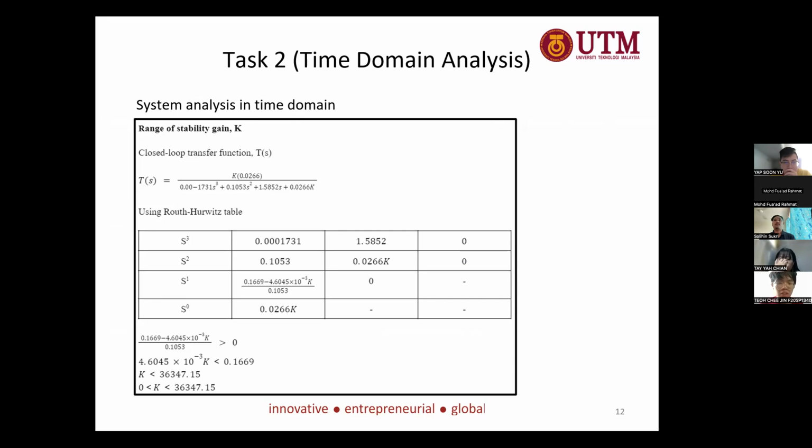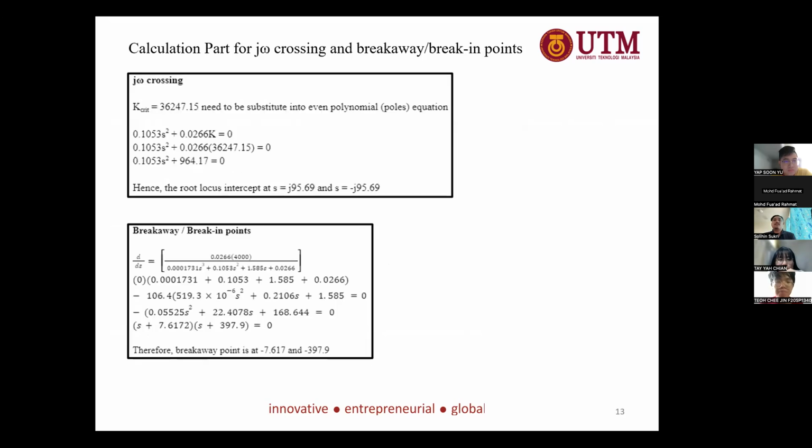So first of all, let's talk about the stability gain. We are using the RH table. By using the RH table, we can find the maximum K value is equal to 36,300. So this 36,300 represents the maximum value of K for the system to be stable. Above this value, the system will start becoming unstable.